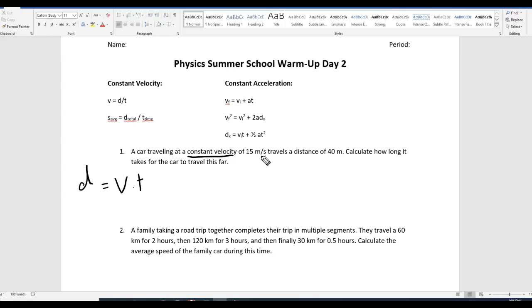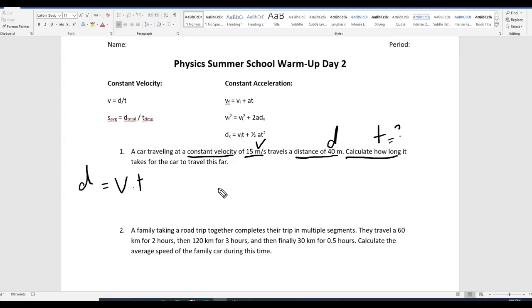If you look at 15 meters per second, from what we talked about yesterday, you should know that meters per second is the unit for velocity. So based off of the unit, I know that this is velocity, and it travels 40 meters. And so I'm going to label this d for distance or displacement. A question about how long, which is our unknown, is always going to be a question about time. So we want to know how long it takes for the car to travel this far. So I take my constant velocity equation, and then I'm going to plug in my givens.